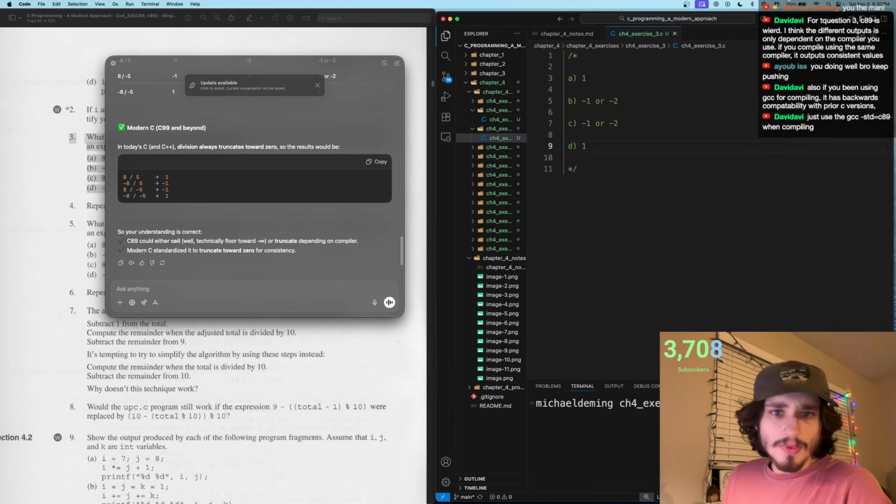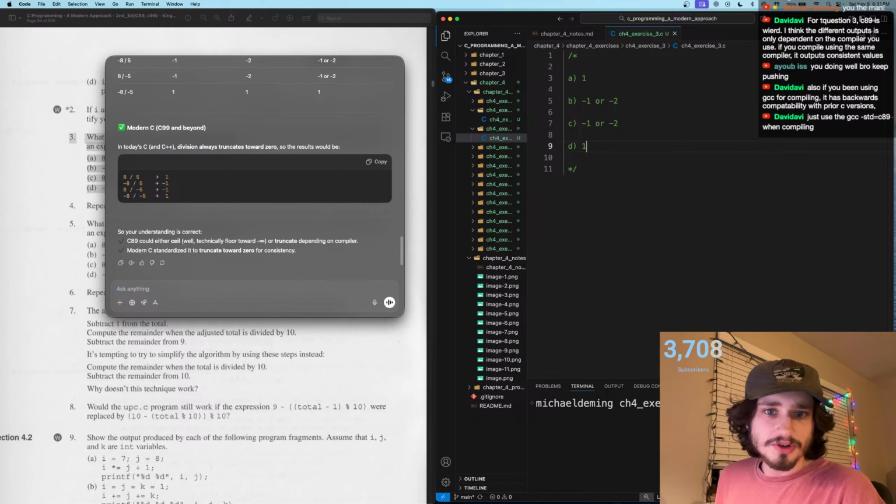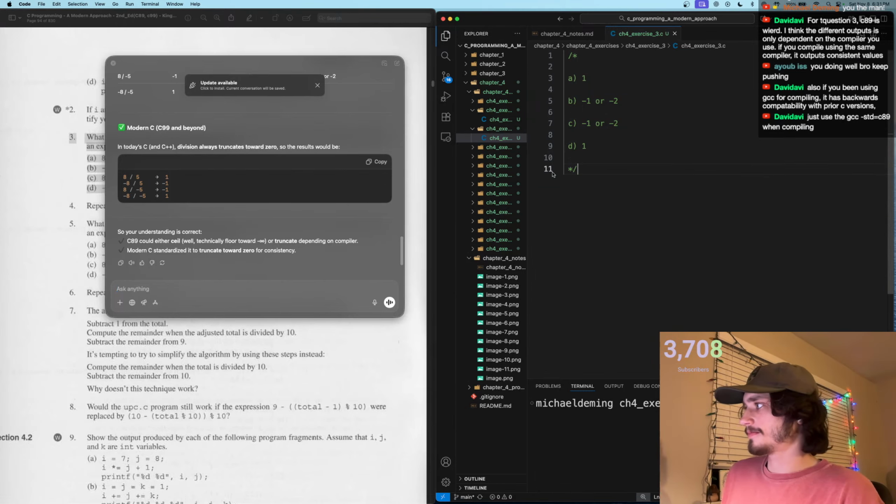C89 is weird. I think the different outputs are only dependent on the compiler you use. If you compile using the same compiler, outputs are consistent. You're doing well, bro. Keep pushing. Hey, thank you so much, man. I like the kind words. Also, I've been using GCC for compiling, its backwards compatibility prior to C versions. Just use the GCC standard equals C89. Oh, okay, so you can set a flag to switch back to that one. Oh, interesting.